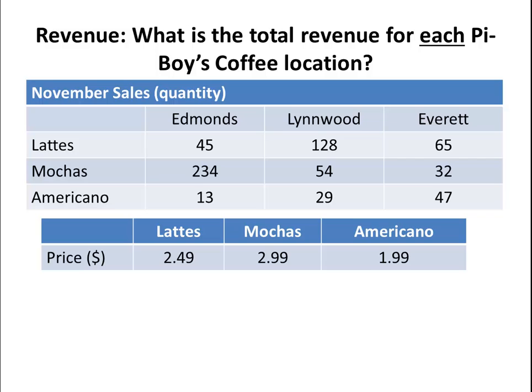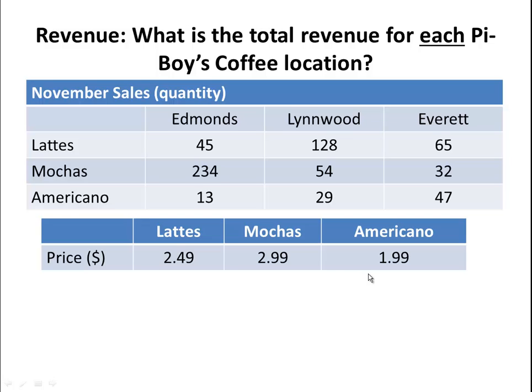And make the process for how we multiply matrices maybe a little bit more understandable. Okay, so what we're looking at here are my sales for my Pie Boy Coffee locations, my little shacks. And I've got three locations, Edmonds, Lynnwood, and Everett. And we're just looking at the sales for my lattes, mochas, and Americanos. And so we've got our quantities for each of our locations and drinks. Then I'm also now giving you the price of each of those drinks.